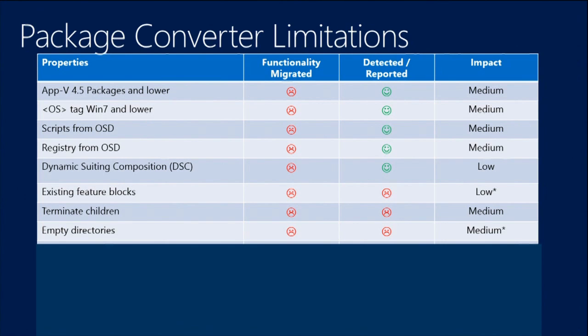So feature blocks, I would say, have a low impact because that will only maybe impact the time it takes to load and launch the applications. The other two are medium impact because it's very likely that the application will fail or have at least a different user experience. The downside is the converter won't report on this one. So it doesn't do it and it won't report it. So that's pretty bad.